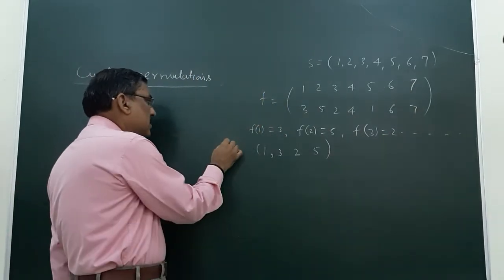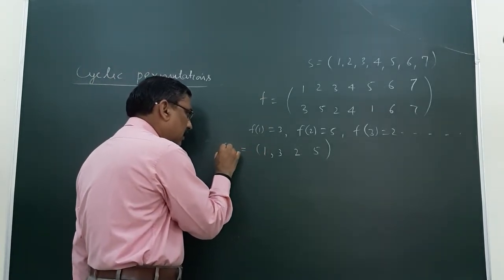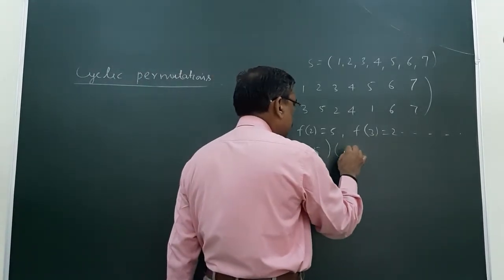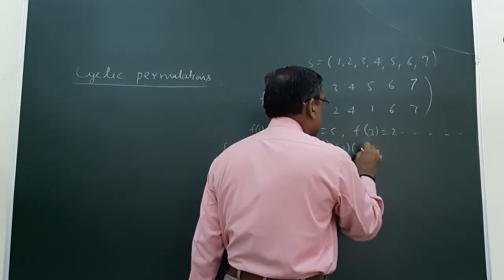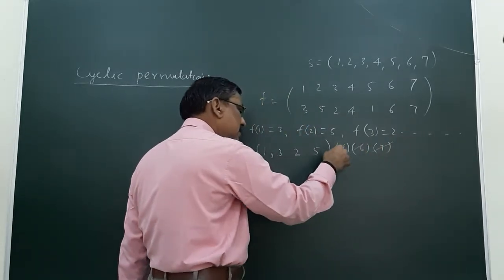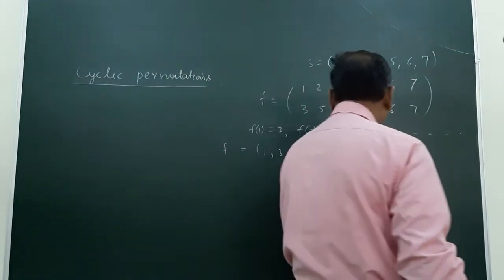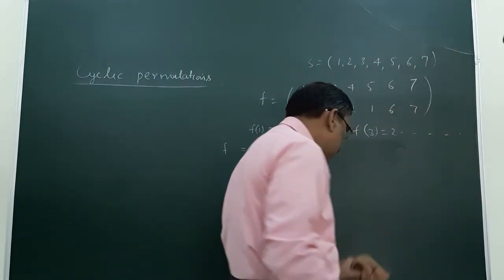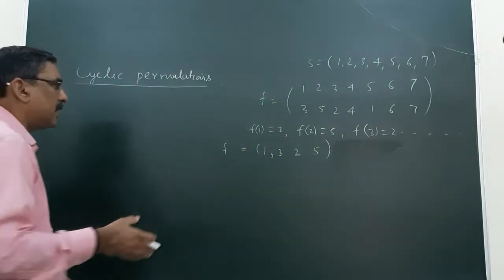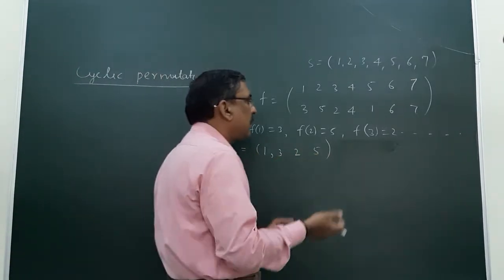So this permutation can be written like this. We generally avoid writing single elements, since they are cycles of length 1, and we may avoid writing these cycles. So a permutation can be written as a cycle, or it may be written as disjoint cycles.